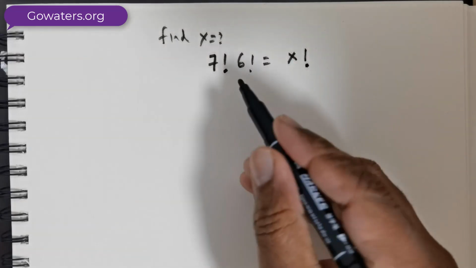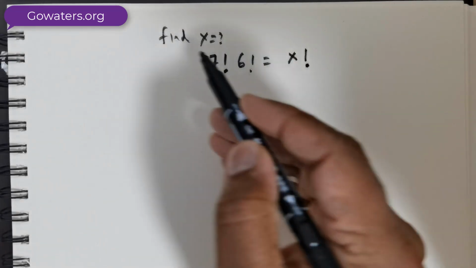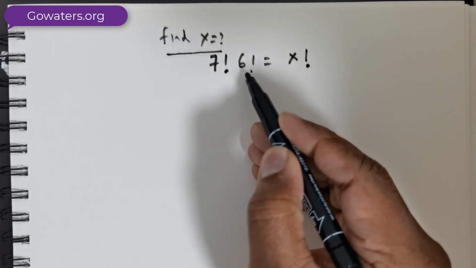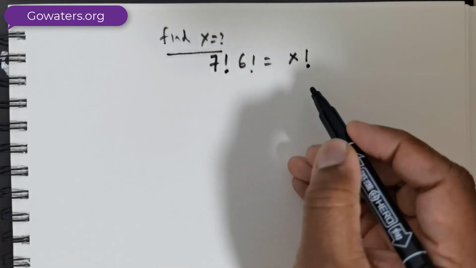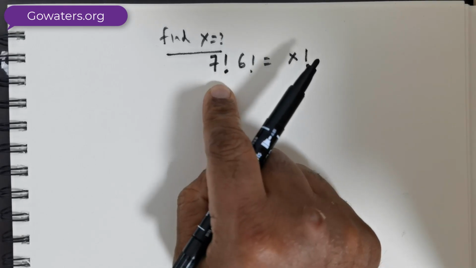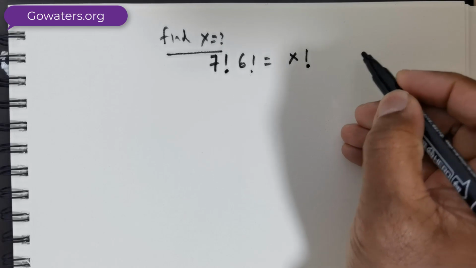Hi everybody, this is an interesting question. We are expected to find the value of x given that 7 factorial times 6 factorial is equal to x factorial. Now we cannot be expanding. Of course, the condition is that we cannot use calculators.